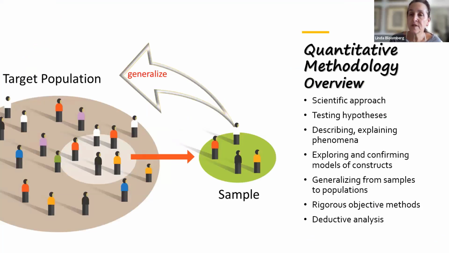So quantitative is a scientific approach where we test hypotheses, we describe and explain phenomena, we explore and confirm models of constructs, we generalize from samples to populations. Rigorous objective methods must be used, and the analytic method is deductive rather than inductive. And the main goal is to generalize from your sample, which is very big to begin with, to an even larger target population out there of humans and groups of people that is way bigger than your sample.